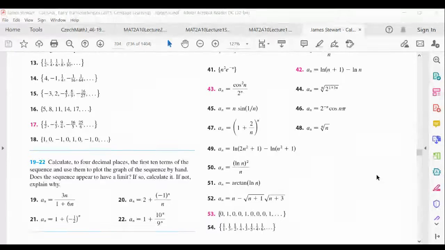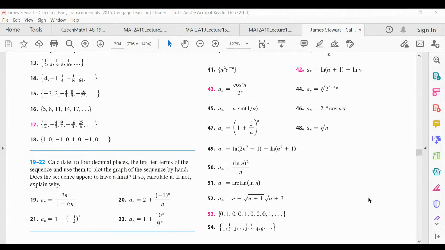So I'm scribbling here to see if I can change this a little bit. I rewrite this as a_n = (1 + 2/n)^n. Inside the bracket, I'm going to make it (n + 2)/n, raised to the power n. Okay, so I'm going to stop sharing.